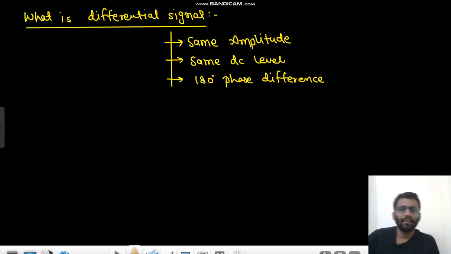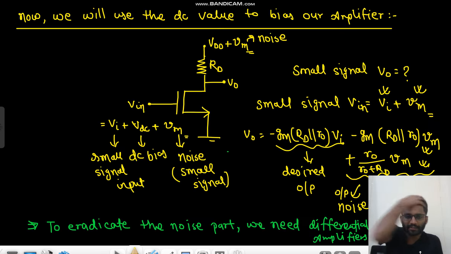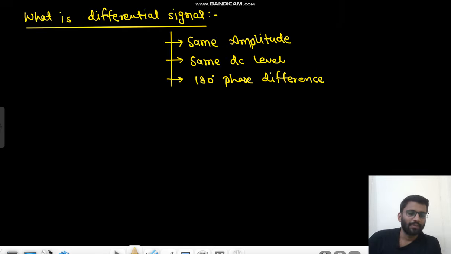Okay. Hello everyone. So in the previous lecture, we saw that we need differential amplifiers to eradicate the effect of noise that is present because of the DC bias. Now we will see how it eradicates it. But before that, we need to know a basic definition. What is differential signal? Okay.